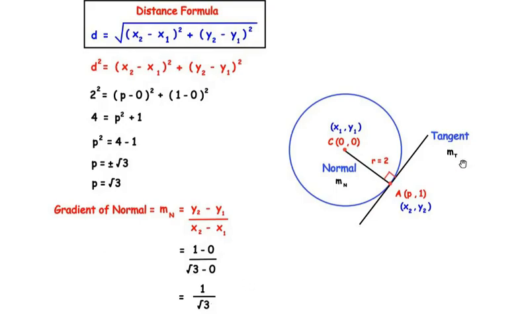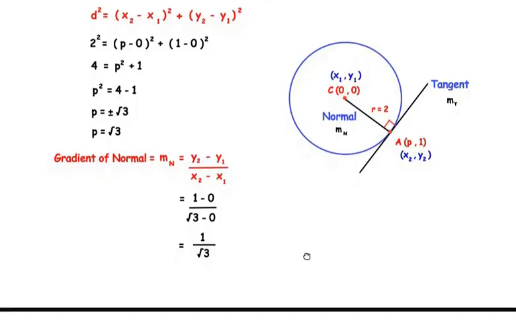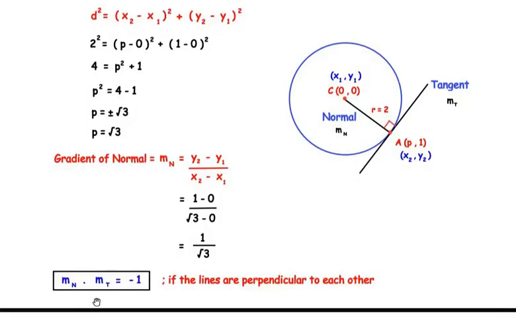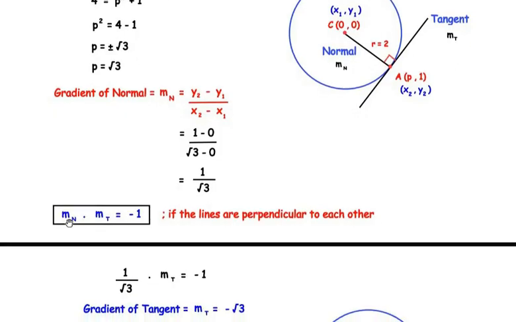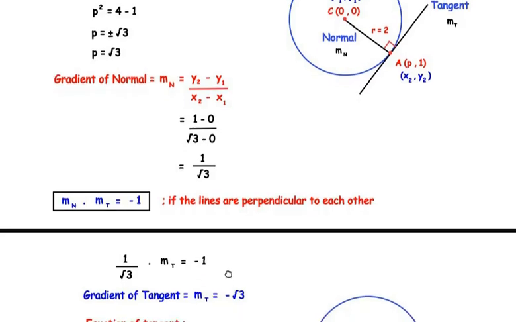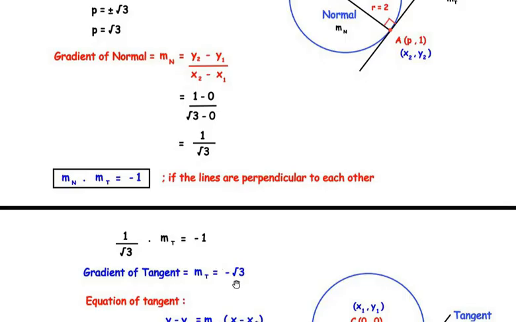But here we are trying to get the gradient of the tangent, which in turn will help us to get the equation of the tangent. So here we have to remember one condition, which is gradient of the normal times gradient of the tangent is equal to -1. So we have to use this condition if the lines are perpendicular to each other. Now since we have got the gradient of the normal, we are going to write 1 over square root of 3 times gradient of the tangent is equal to -1. Now taking this 1 over square root of 3 on the other side of the equal to sign, square root of 3 multiplies with -1, giving us the gradient of the tangent as negative square root of 3.